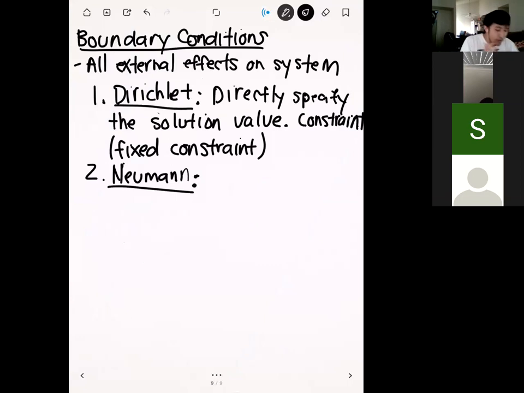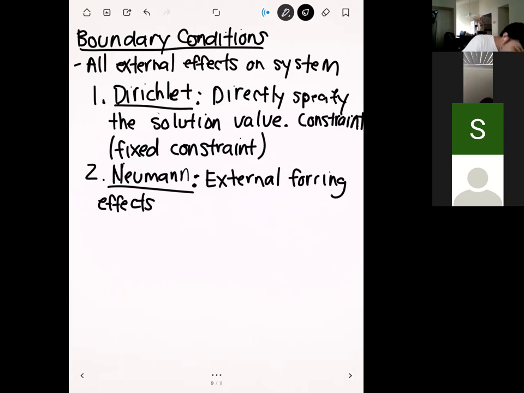The other category of boundary conditions that we'll go over is known as Neumann boundary conditions. Neumann boundary conditions are comprised of external forcing effects, external forcing effects that do not directly specify the solution value.